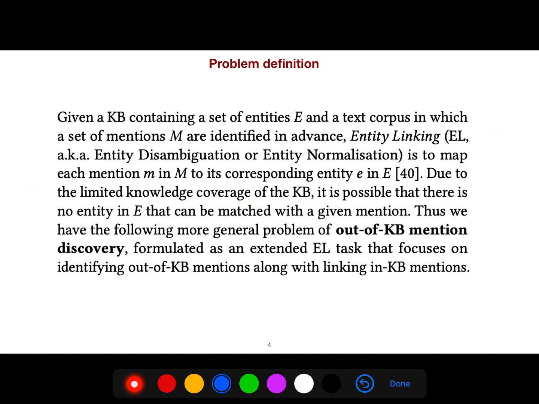datasets. So given a knowledge base containing a set of entities E and a text corpus in which a set of mentions M are identified in advance, entity linking, entity disambiguation, or entity normalization is to map each mention in M to its corresponding entity. Due to limited knowledge coverage of the knowledge base, it is possible that there is no entity in E that can be matched with a given mention.